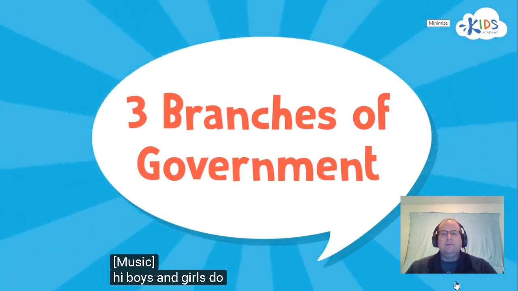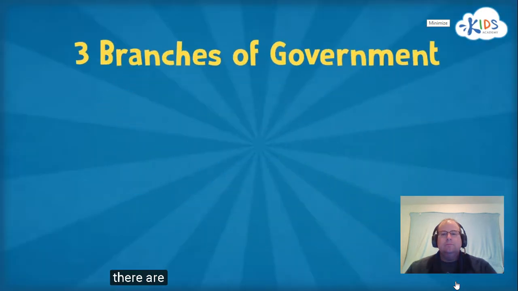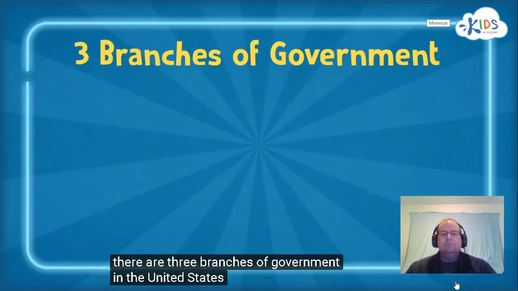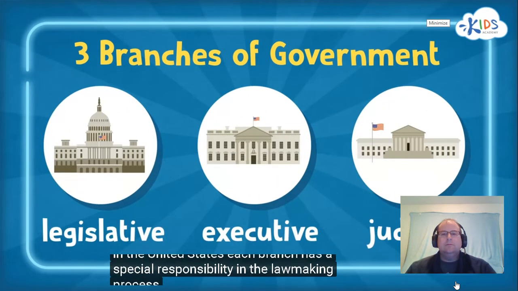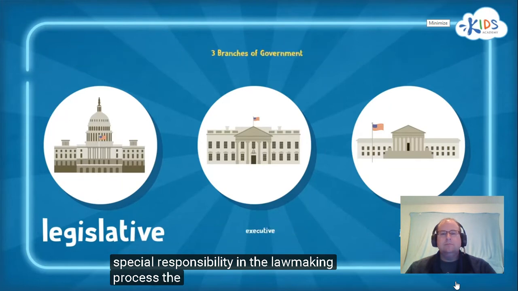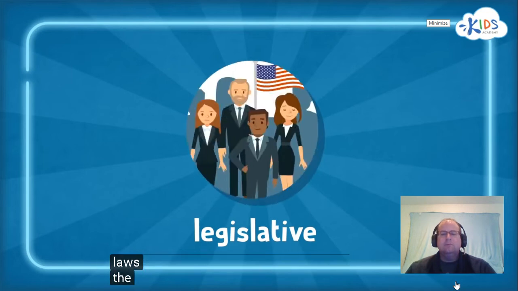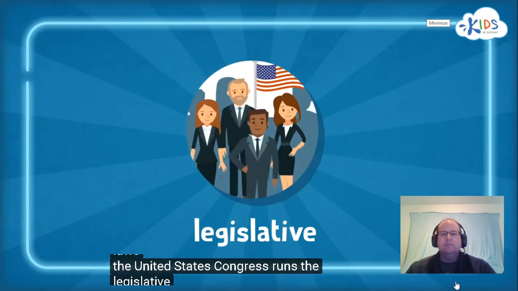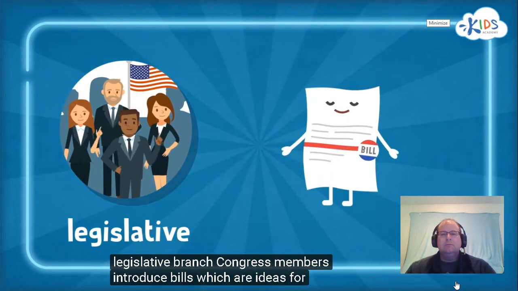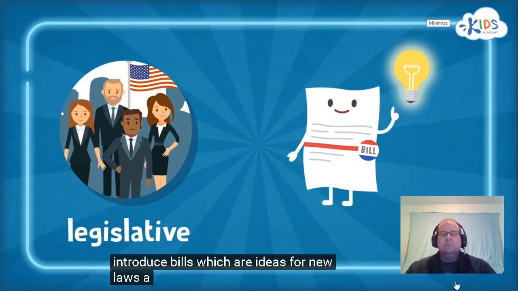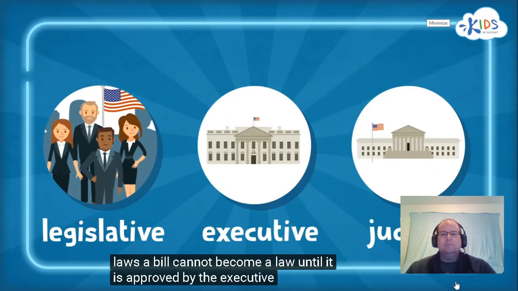Hi, boys and girls. Do you know how laws are made? There are three branches of government in the United States. Each branch has a special responsibility in the lawmaking process. The legislative branch makes the laws. The United States Congress runs the legislative branch. Congress members introduce bills, which are ideas for new laws. A bill cannot become a law until it is approved by the executive branch.